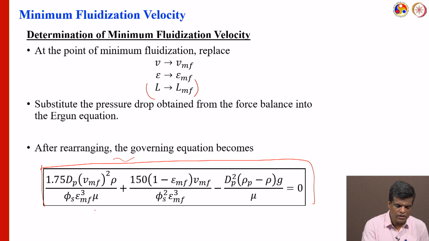So after rearranging, there is a minimum fluidization velocity V MF, because V stands for V MF here, then the porosity is converted in terms of epsilon MF, minimum fluidization, and L also goes to LMF. Then the delta P equations are there, you rearrange, then finally we get this equation.